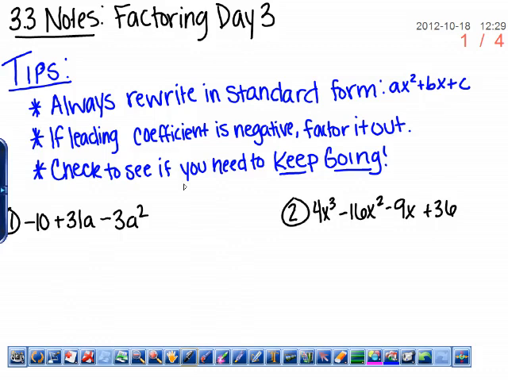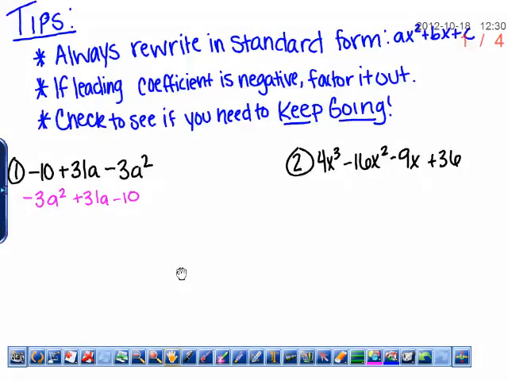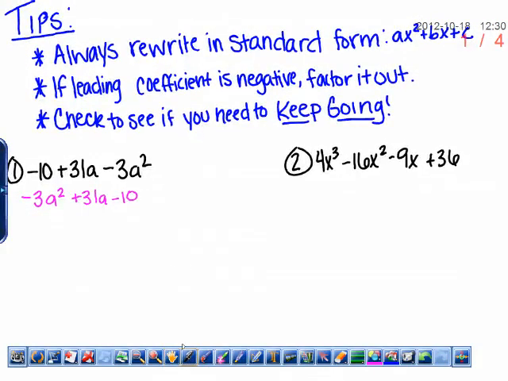Negative 10 plus 31a minus 3a squared. Let's start by rewriting this in standard form. So I'm going to have negative 3a squared plus 31a minus 10. Okay, notice that my leading coefficient of negative 3 is negative. But I don't want to pull out a negative 3 because then I'm going to have fractions here. So let's just pull out the negative.